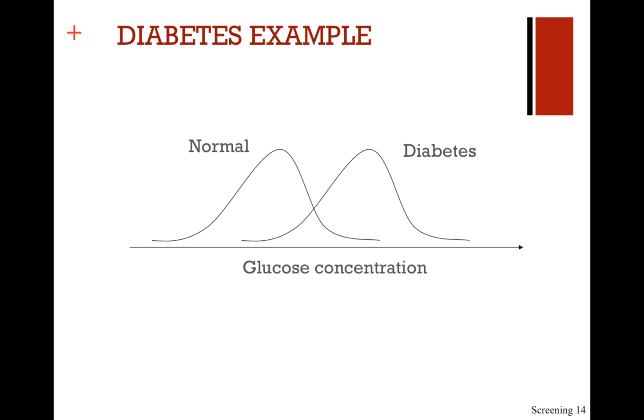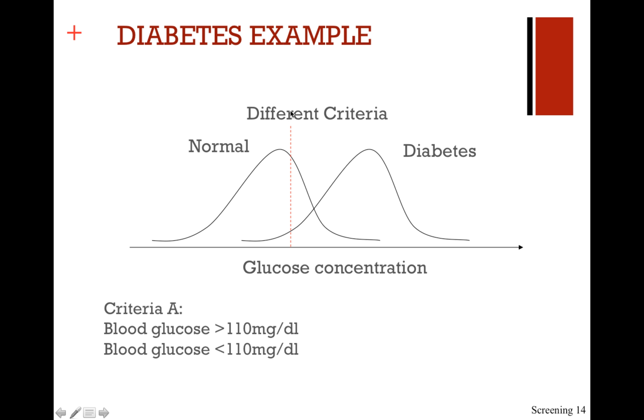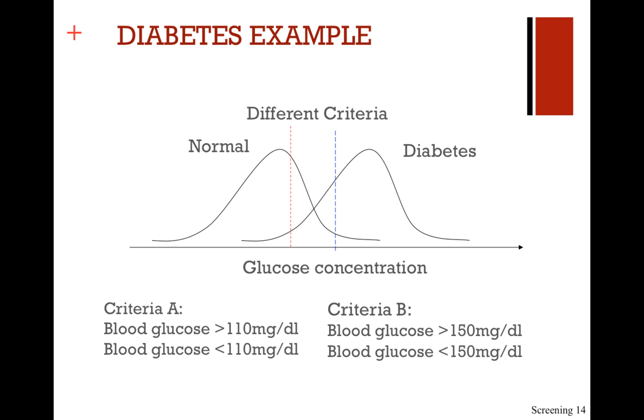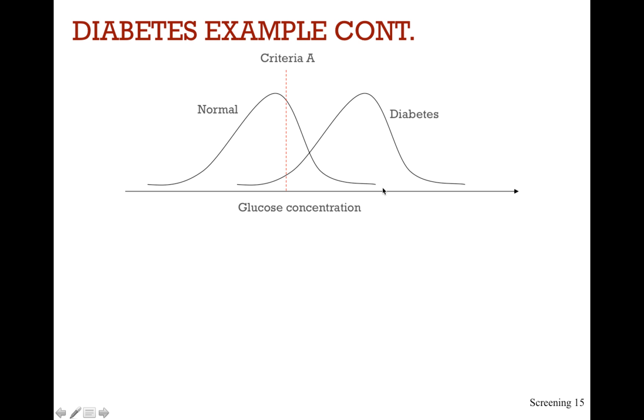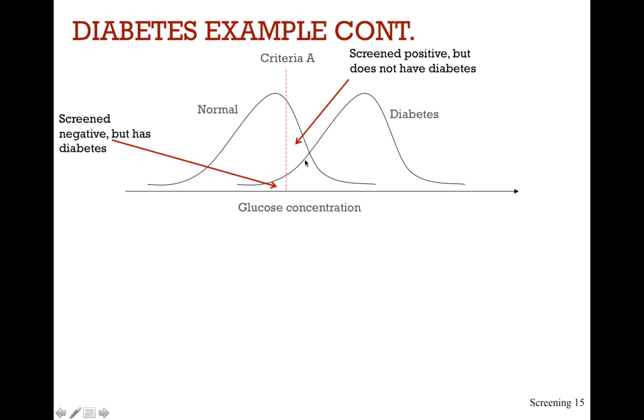So here's an example. We have diabetes. Let's say this is the range of your blood sugar. This is the normal range. This is the diabetic range, and you'll notice that they overlap. So criteria A for diabetes, anything over 110 milligrams per deciliter of blood glucose is going to be considered diabetic, and anything below is considered normal. Or we could have criteria B and put the cutoff over here at 150. So let's say we use criteria A. You'll notice there's this tail that's been screened negative but has diabetes. And this little area up here that's screened positive but does not have diabetes.